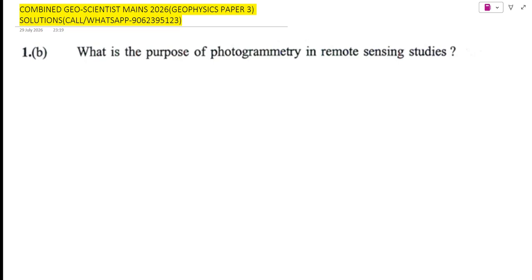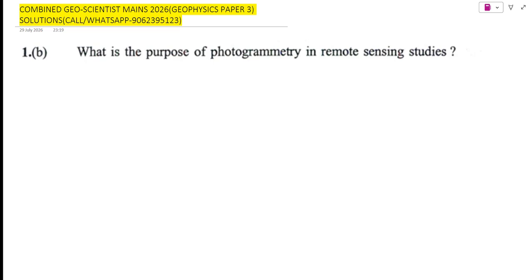And before solving today's question, let us first understand the importance of the topics in the UPSC Combined Geoscientist Mains Examination. This examination is conducted by the UPSC to recruit the geophysicist, geologist, and the chemist for the prestigious organizations such as the Geological Survey of India and the Central Groundwater Board. Okay, and one important subject in the paper 3 is the remote sensing and GIS, where UPSC often asks the conceptual questions rather than the numerical ones. And today's question is one such example of that.